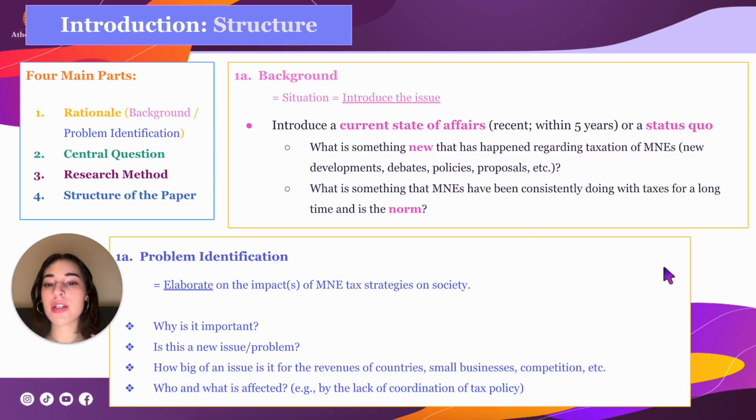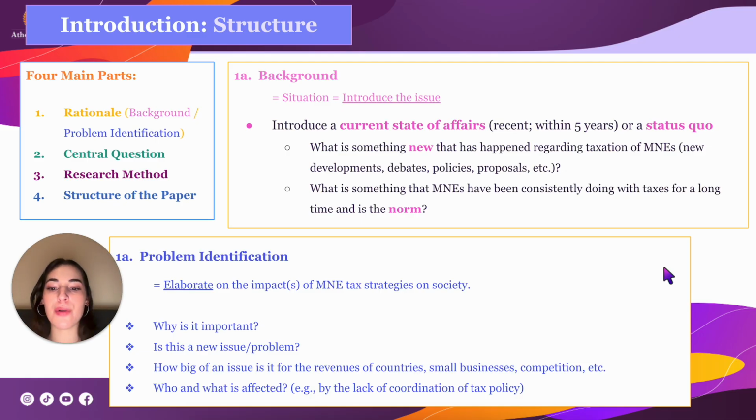Regarding the background, I would recommend creating some context, setting the scene for your pillars, and noting the current state of affairs or something that has been going on and that has been the norm. So for example, what has been something new regarding taxation of these large corporations? Has there been maybe a new debate regarding this? Has there been an evaluation of the pillars? Those kinds of things. So something a bit more recent. Or you can also have a look at what these MNEs have been consistently doing with taxes for a long time, and that is currently the norm and still continuing to be an issue. And that's where you can lead into your problem identification.